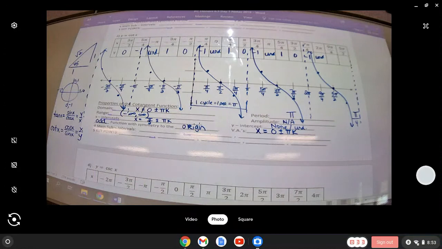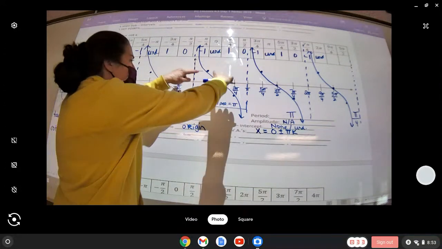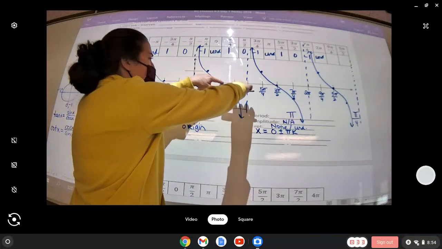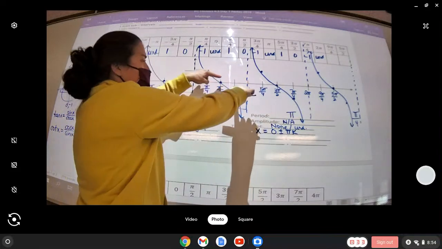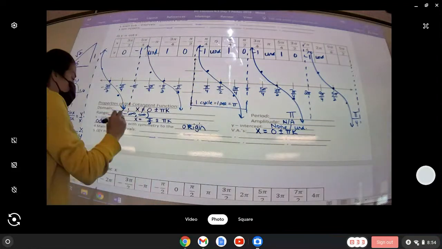All right, and then again, our 4 main subintervals on that first cycle. We're going to go from 0 to pi over 4, pi over 4 to pi over 2, pi over 2 to 3 pi over 4, and then 3 pi over 4 to pi. Those are our 4 subintervals that we use.